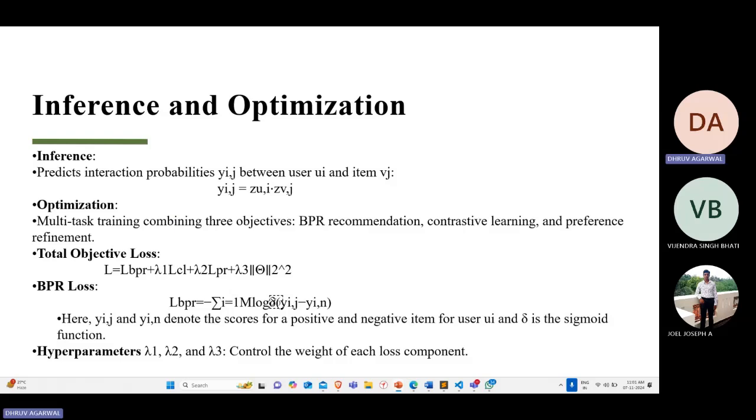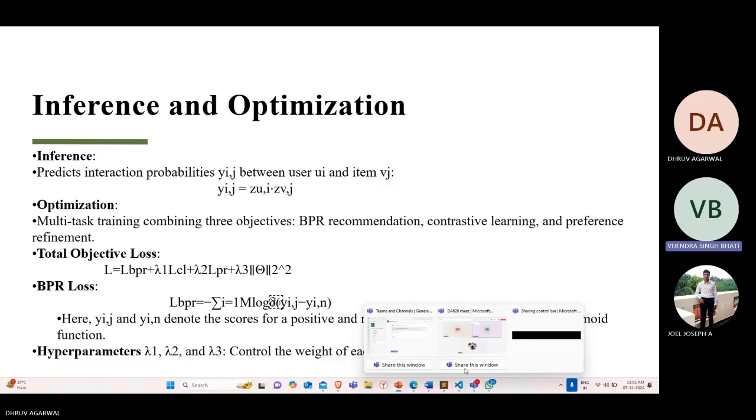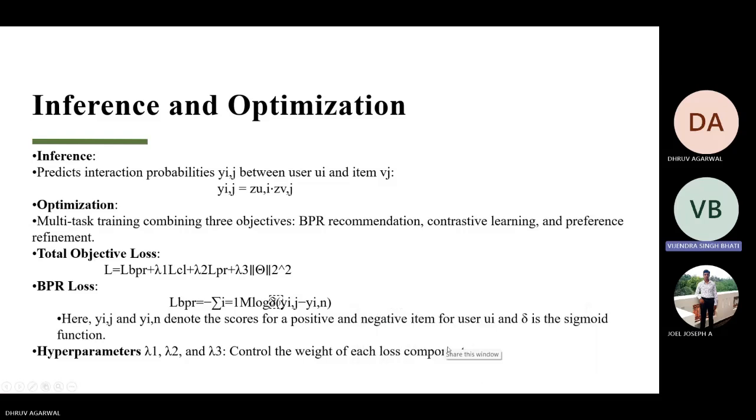So here Vijay will tell about the inference and optimization. Yeah, so now coming on to the inference and further optimizations. During inference, our model predicts the interaction probability Yij between user Ui and item Vj by calculating the dot product of the embeddings, given by Yij equals ZUi dot ZVj. Optimization involves a multitask objective that combines three main goals, which are BPR recommendation, contrastive learning, and preference refinement.